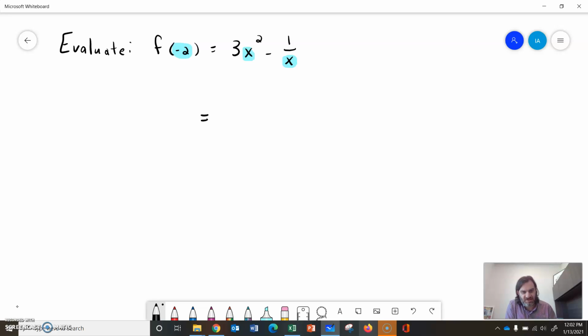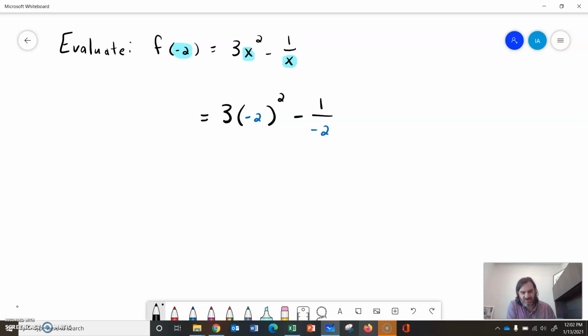So that will give me 3 times -2 squared minus 1 over -2. So we just got to carry out things carefully.